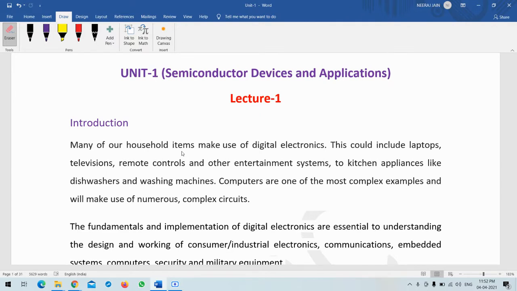Today, in the first lecture, we will study the introduction of digital electronics and how important digital electronics is in the present scenario. Also, we will study what the objective of this course is and what the outcome of this course will be.